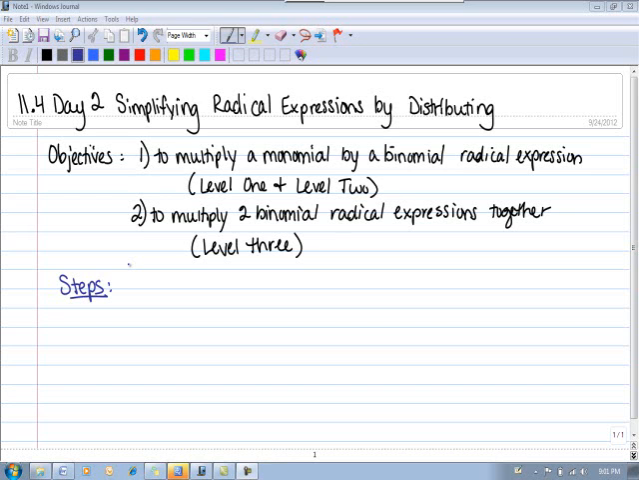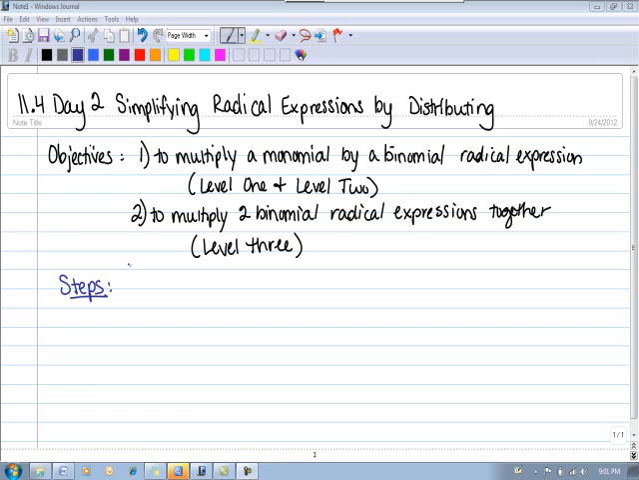Today's lesson comes from section 11.4. We're on day 2 of simplifying radical expressions. Today we're going to simplify by distributing. So our main objective is we want to be able to multiply a monomial by a binomial radical expression.